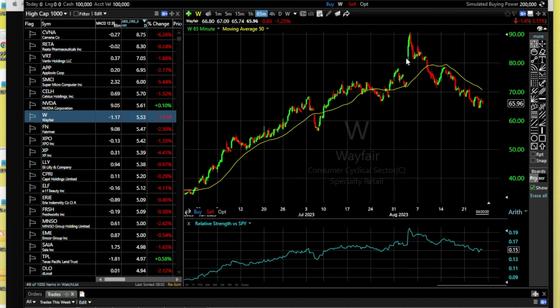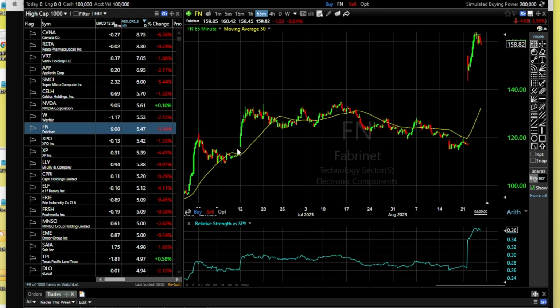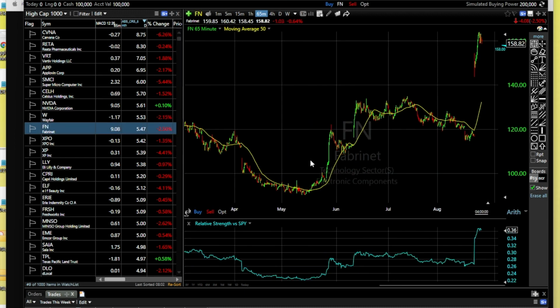Whereas Wayfair was strong RS, but recently it's been going down. The structure doesn't look good. It's got a negative MACD, not the best candidate. So you can use those two things together to find, and again, remember what we're looking for. We're going through these to find stocks with good structure. Like that's a good structure right there. 1, 2, 3 to the upside. FN. All right, now, very useful tool.